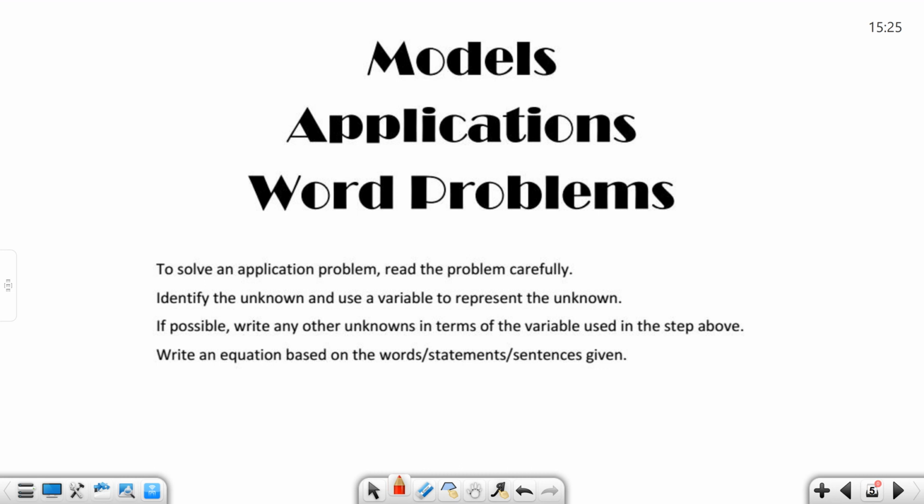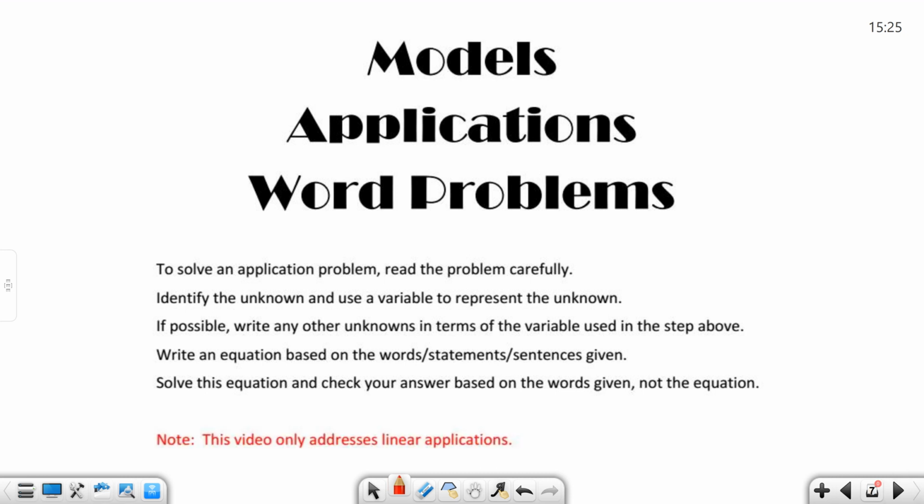Write an equation based on the words, the statements, the sentences that are given, and then solve this equation and check your answer based on the words given, not the equation you wrote down, because if you write the wrong equation down, your answer might check out with your equation but not answer the question that was asked. So just go back and make sure it's logical and makes sense, okay?